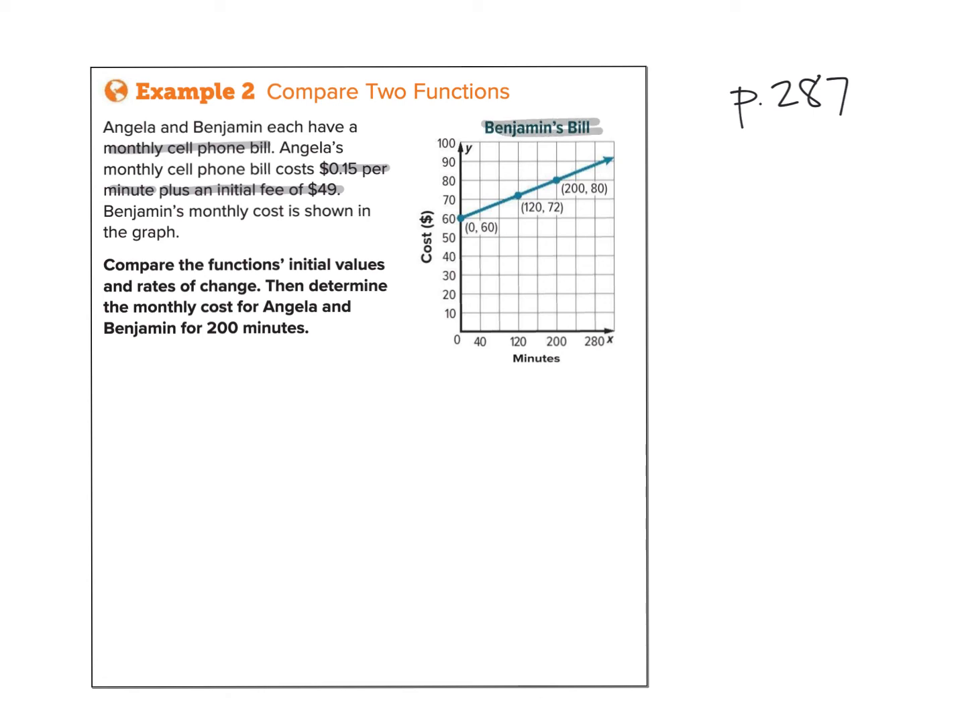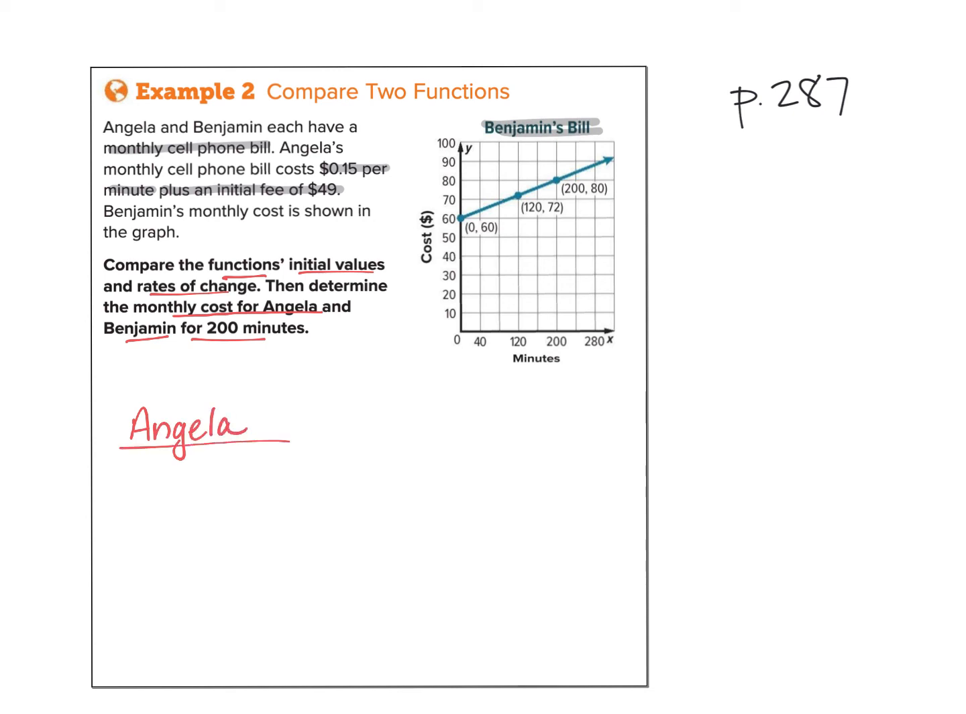Now I am not going to use all the words on the page. I'm just going to do this on my own. So it says compare the function's initial values and the rates of change. Then determine the monthly cost for Angela and Benjamin for 200 minutes. So a bunch of steps on this one. Wherever you can fit it on this page, let's try to fit it. So I have space here. I'm just going to write it here. You guys can fit it wherever.